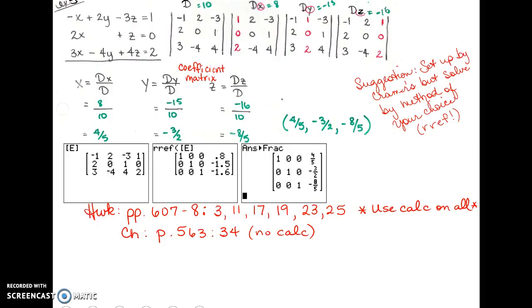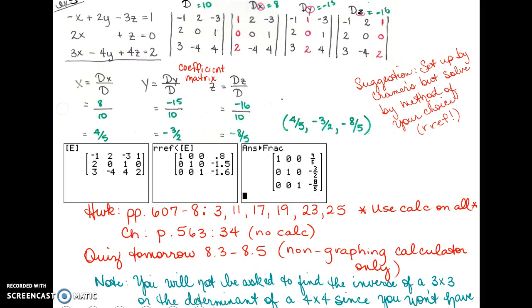Put the augmented matrix in, hit reduced row echelon form, and then you've got your solution either in fraction or decimal, whichever you prefer. Okay, so here is our homework for tonight. You are using your calculator tonight to do every single one of these. I want you to do them on your calculator so that you can practice them, with the exception of your challenge, because we're still practicing putting something in row echelon form.